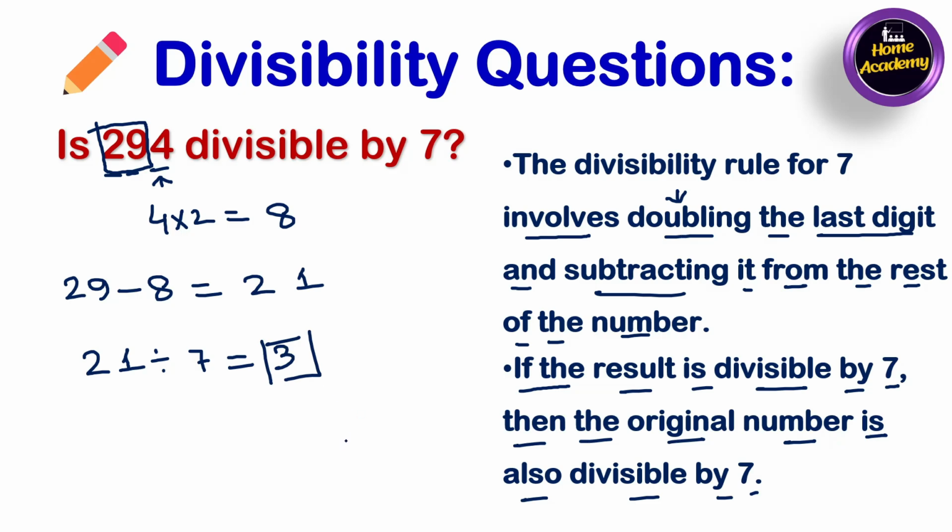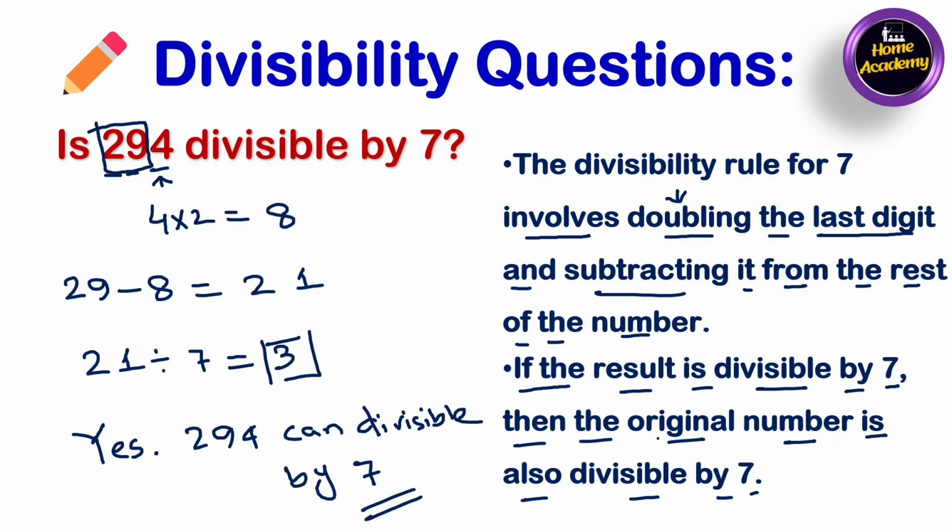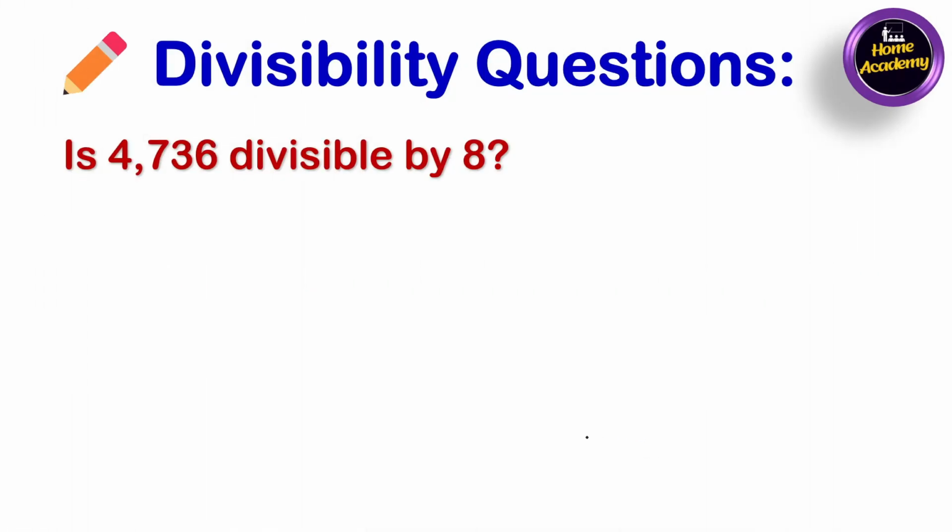Therefore we can say yes, 294 is divisible by 7. Very simple. Next question is: is 4736 divisible by 8? So what is the theory?